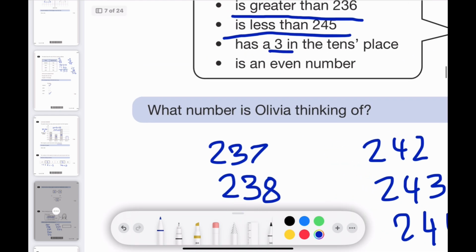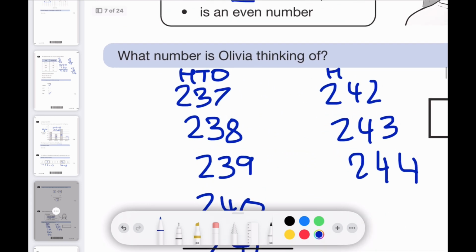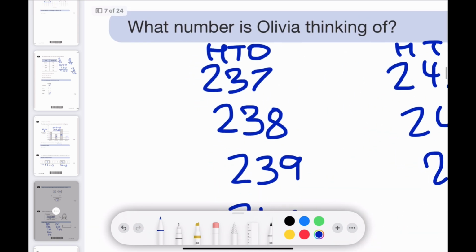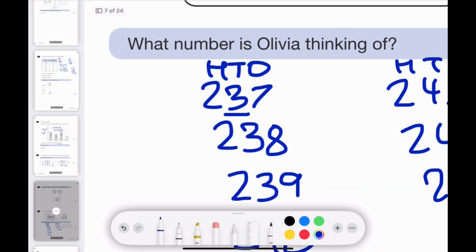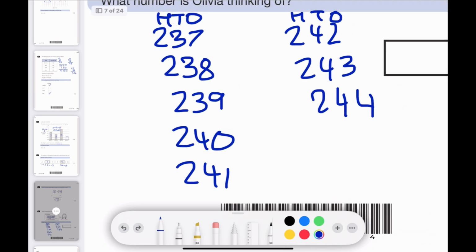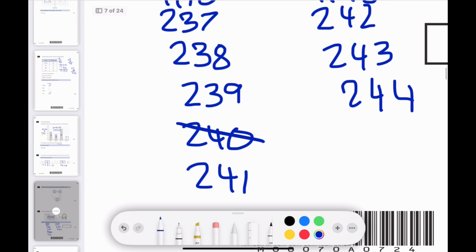It has a 3 in the tens place. So this is the tens place. So this number has a 3 in the tens place, but this number does not. So let's cross all of the numbers that do not have a 3 in the tens place.